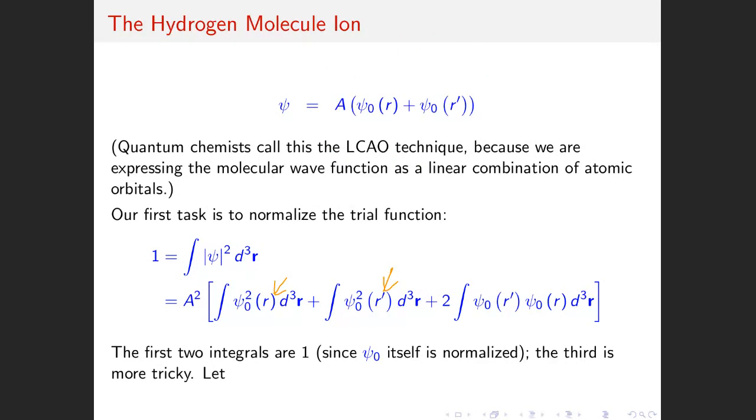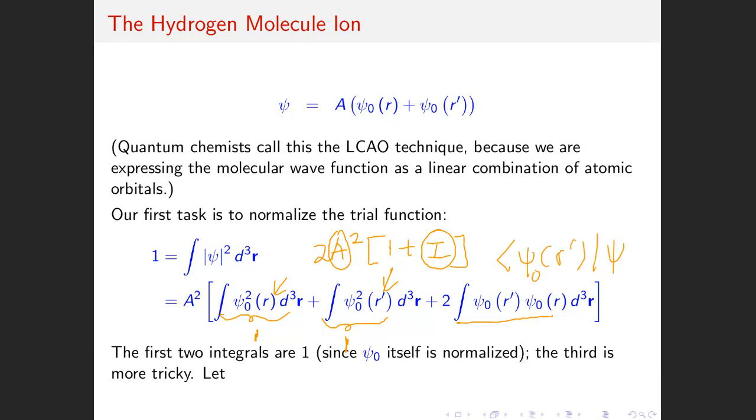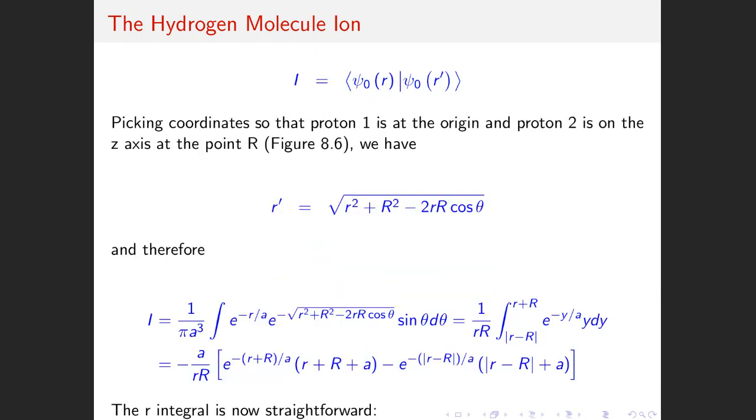Because the original atomic hydrogenic orbitals or wave functions were normalized, you end up with a squared of, as I did previously, 1 plus I. So in order to find this, you then have to compute what this overlap integral will be. You have to find psi naught r prime with psi naught r, which is what I will be doing in the next slides.